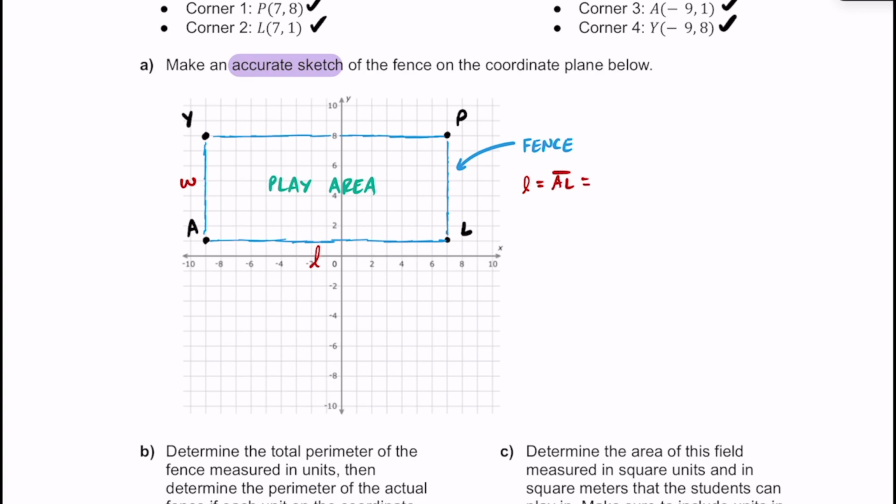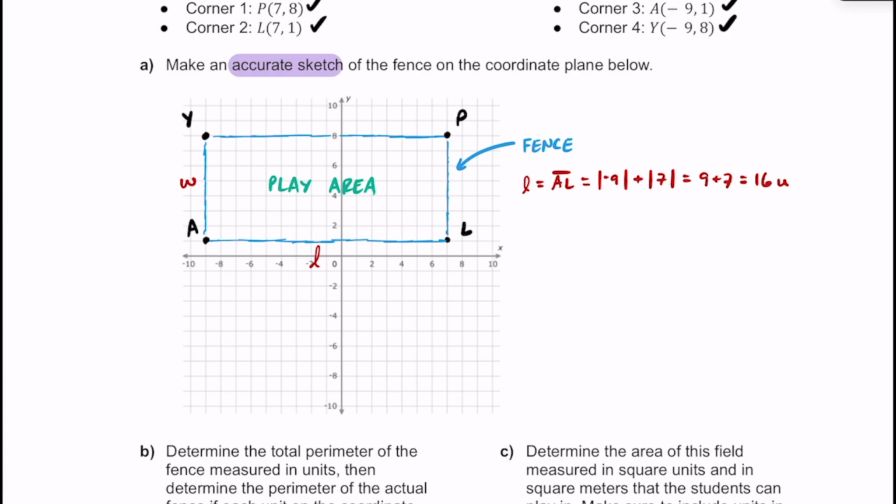Now they're in different quadrants here, so let's go ahead and look at their absolute values. We have negative 9 and we have 7 here. So they're in different quadrants. We're going to take the absolute value of negative 9 plus the absolute value of 7. So that's going to be 9 plus 7, which we know is going to be 16 units. All right, so that's the distance between A to L, or the length of this rectangle.